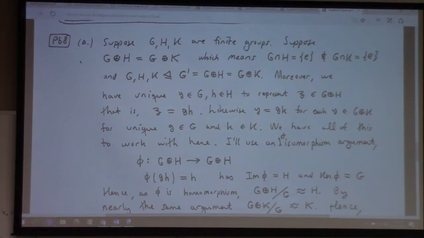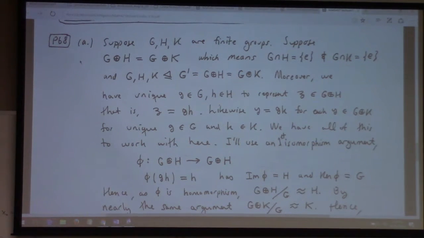Okay, so we also have proved that there's a unique G and H that represent each Z in the direct product of G and H. Z is equal to GH for some unique G and unique H, right? Likewise, Y is equal to GK for each Y in here. There's a specific G and K for each Y. I don't mean to say that this G and that G are in any way related necessarily, except to say that they're both from big G.